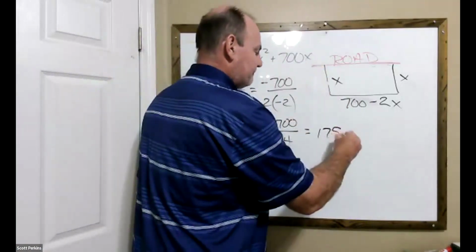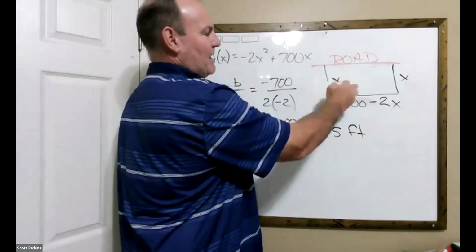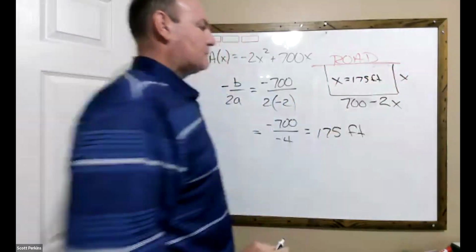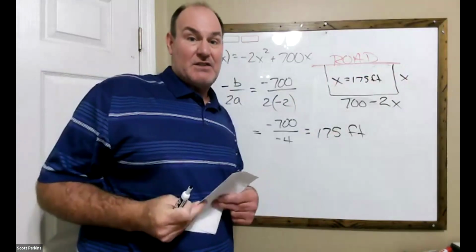So what that means is the maximum area occurs when this side right here is 175 feet. To find the other dimension, I'm going to leave the last couple bits of this to you.